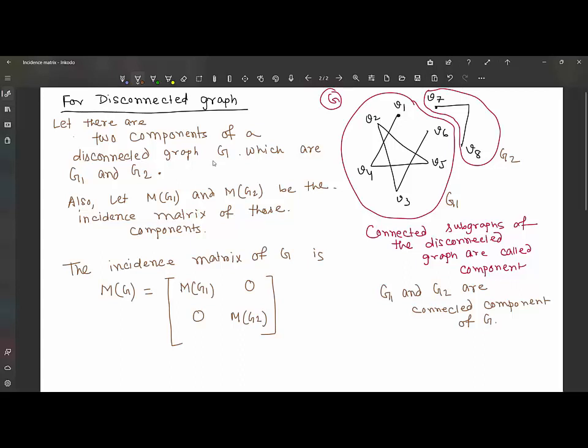There may be more than two components in a disconnected graph, not necessarily two. If you get more than two, suppose three, then you have to place these three matrices diagonal by diagonal, and after that just fill every other entry with zero. If there are four, then place the four incidence matrices of the components diagonally and fill the other values with zero. So that's the process for finding the incidence matrix for a disconnected graph.